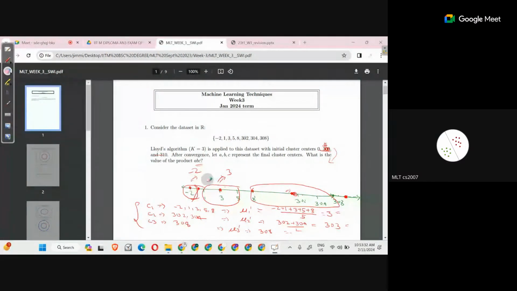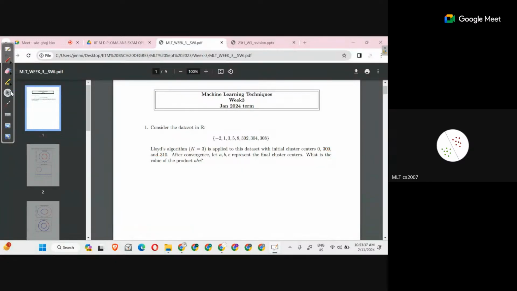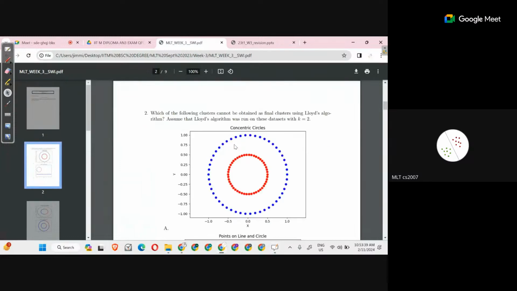Okay. So let's move to the next question then. Which of the following clusters cannot be obtained as a final cluster using Lloyd's algorithm? Assume that Lloyd's algorithm was run on these two datasets with k equal to 2. So the question is which of the following partitions is not possible. In this type of question, you have to try to locate the centroids of the different clusters and see whether it is possible or not.